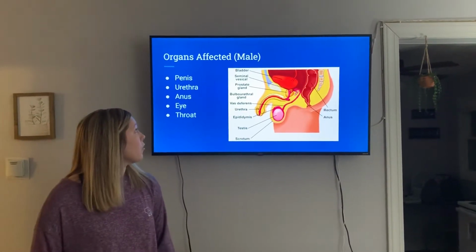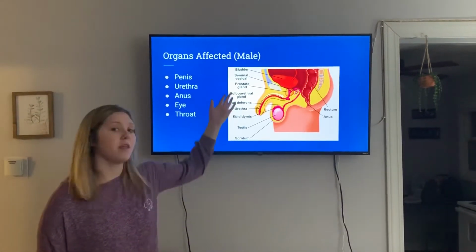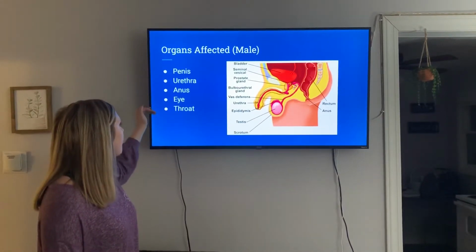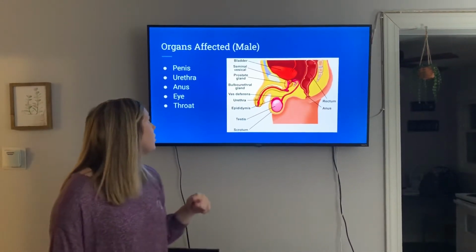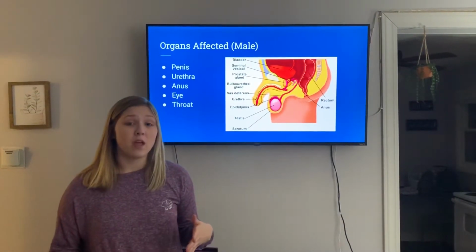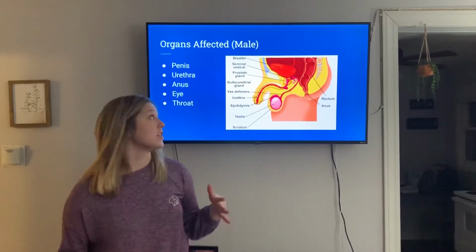Now we're going to talk about the organs affected by chlamydia, specifically the male. We have the penis, urethra, anus, eye, and throat. In general, chlamydia can lead to urethral infections in men and, more commonly, swollen or tender testicles.